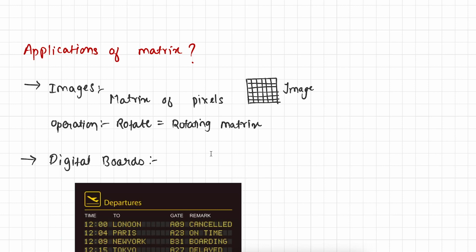So the number 1 application of matrix is images. Yes, you heard that right. Images are nothing but a matrix of pixels, and you can see images all over the place, which are nothing but matrices of pixels. And talking about the operations we generally perform on images, we usually do rotations of images like left rotate and right rotate. So what we are actually doing there is rotating a matrix. Yes, we are rotating a matrix whenever we rotate images. So this is the first application of matrix.